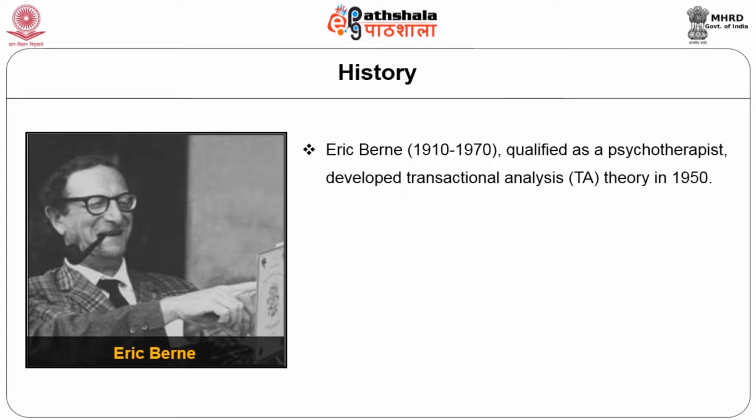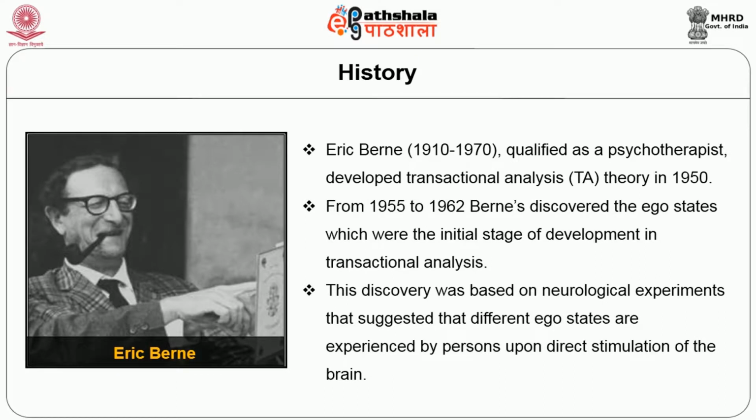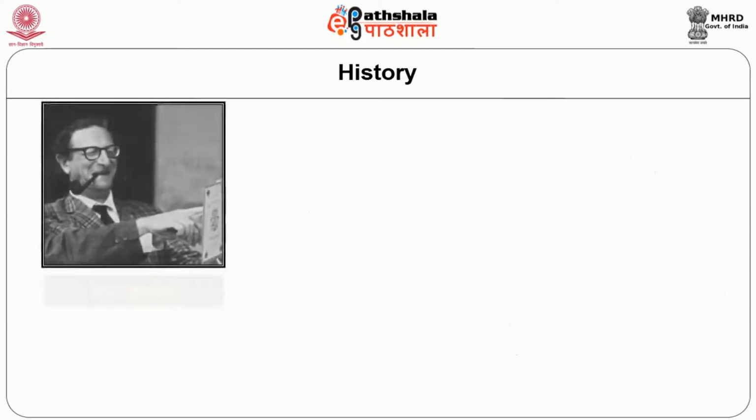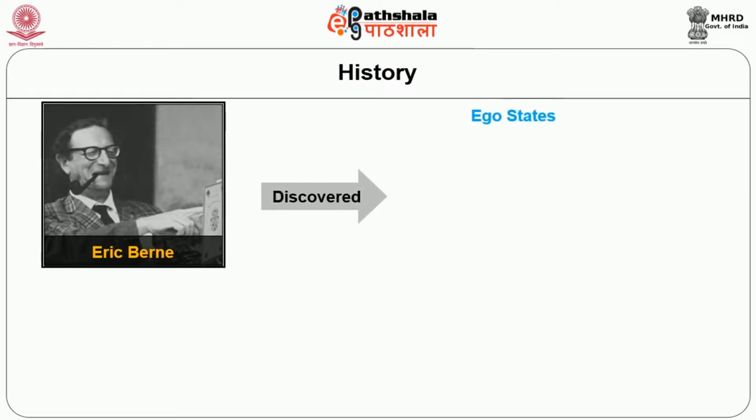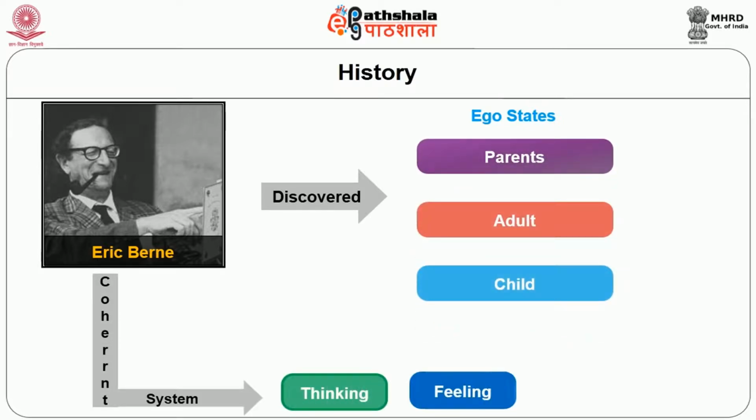Eric Berne, qualified as a psychotherapist, developed transactional analysis theory in 1950. From 1955 to 1962, Berne discovered the ego states, which were the initial stage of development in transactional analysis. This discovery was based on neurological experiments that suggested that different ego states are experienced by persons upon direct stimulation of the brain. Berne recognized the importance of this discovery and identified three distinct ego states. They are parent, adult and child, which constitute coherent systems of thinking, feeling and behaving.